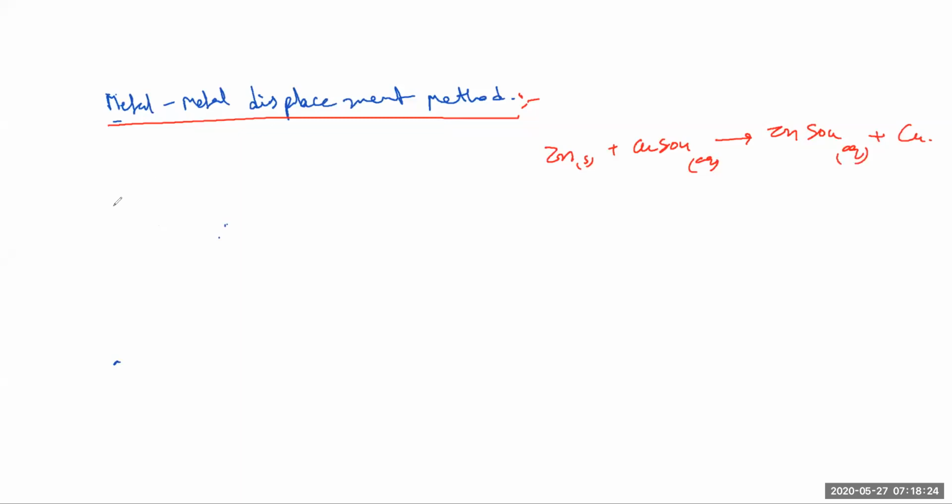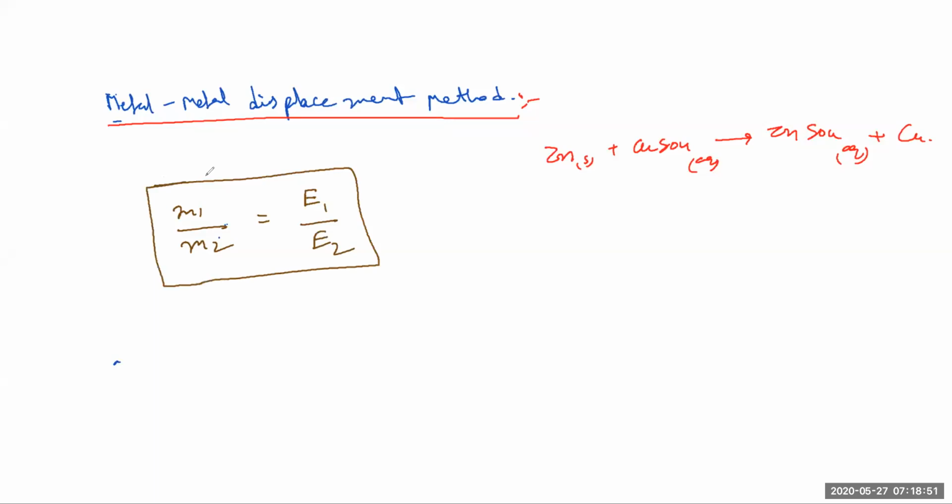So directly I'm writing the equation. No more explanation here. What is the formula? This is the formula for this case: M1 by M2 is equal to E1 by E2. It's the equivalent formula only.